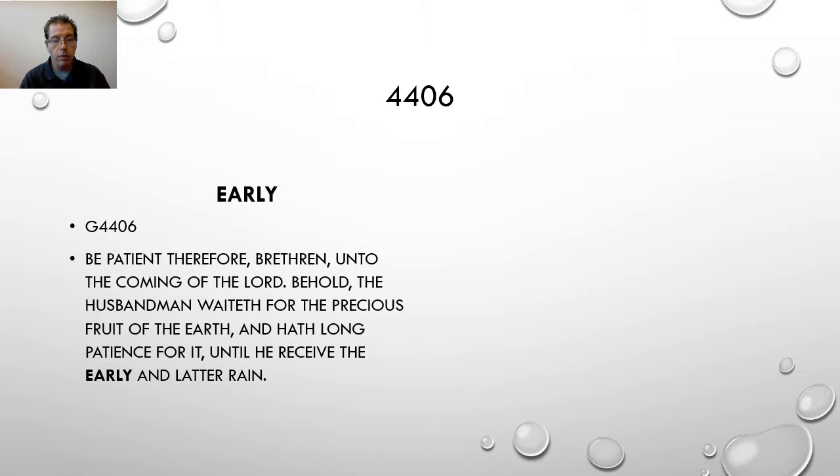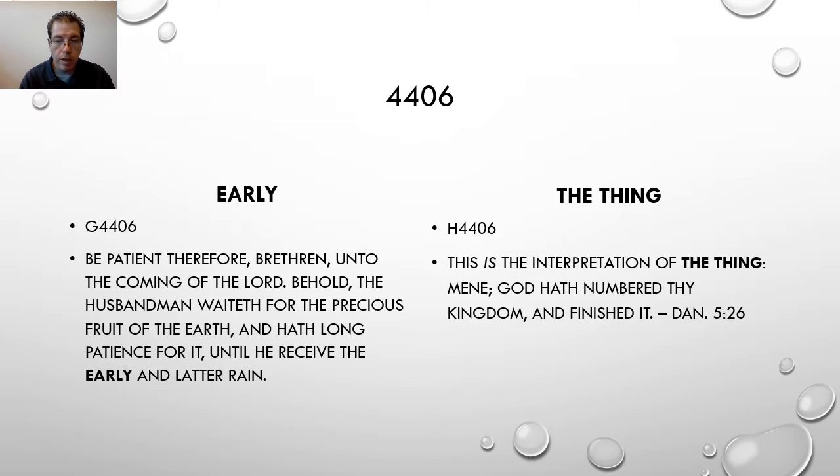The word early, G4406, lines up with H4406. It is numbered with the thing. This, the interpretation of the thing. Mene, God hath numbered thy kingdom and finished it. This word is numbered with the word early, describing the rain, which is God coming to us as the rain. His doctrine drops as the rain.